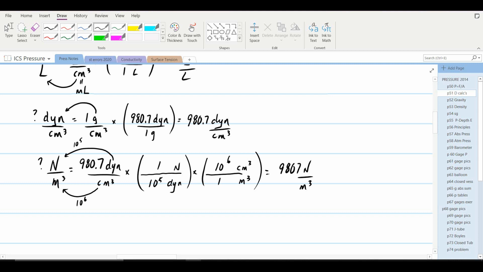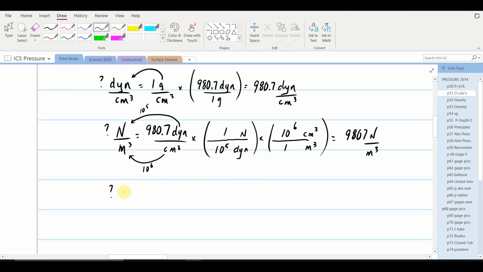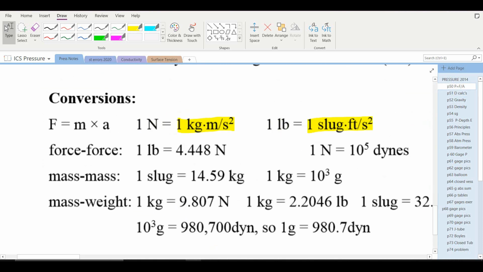Large number. Let's go to the British system. What's the weight density of water in pounds per cubic foot? And since we have it in the SI system, I think it'll be easiest to convert from there. 9807 newtons per cubic meter. So from newtons to pounds and cubic meters to cubic feet. Now newtons to pound was given at the bottom of page 51. Let's take a look. Here we have 1 pound is 4.448 newtons.